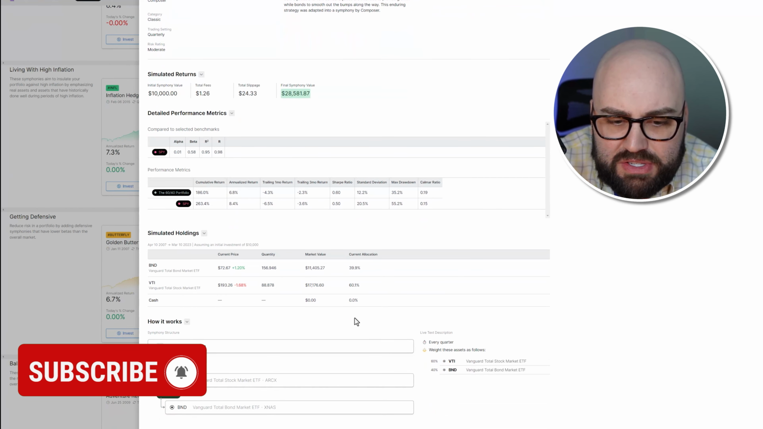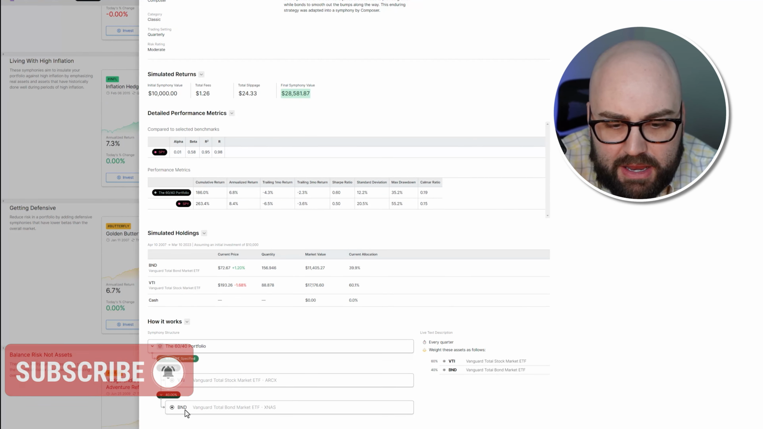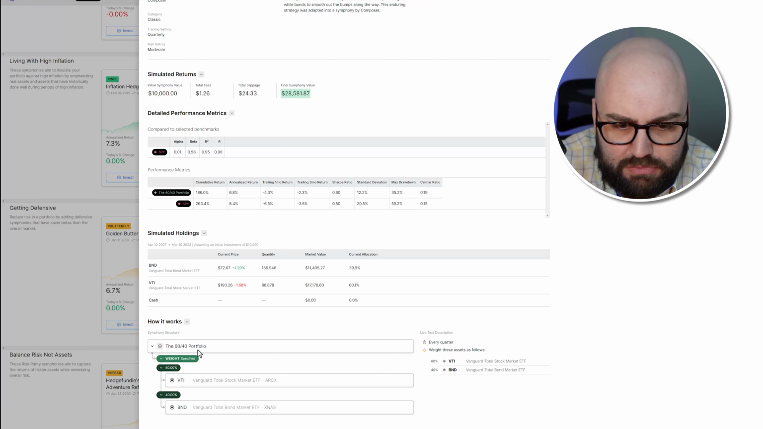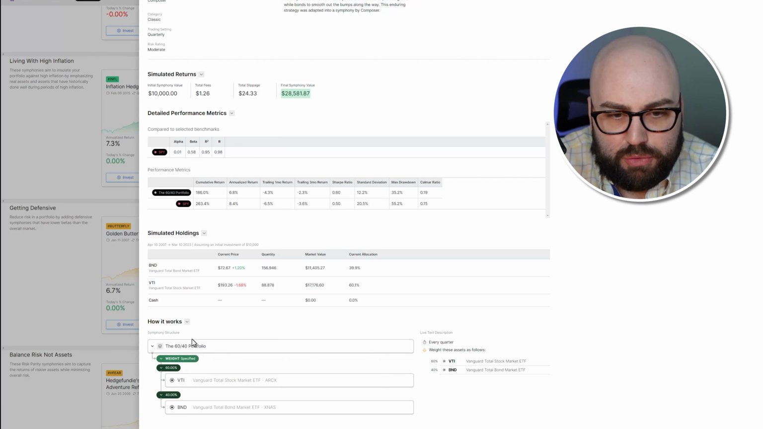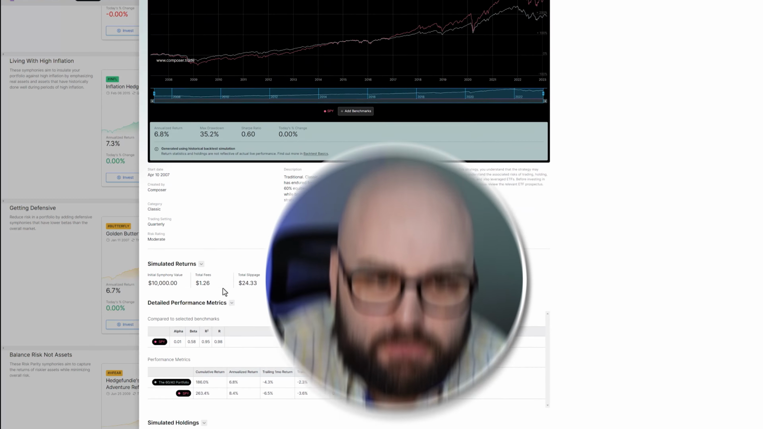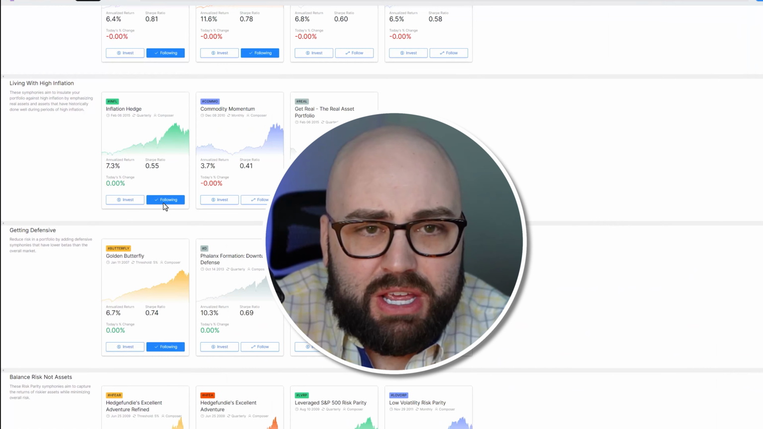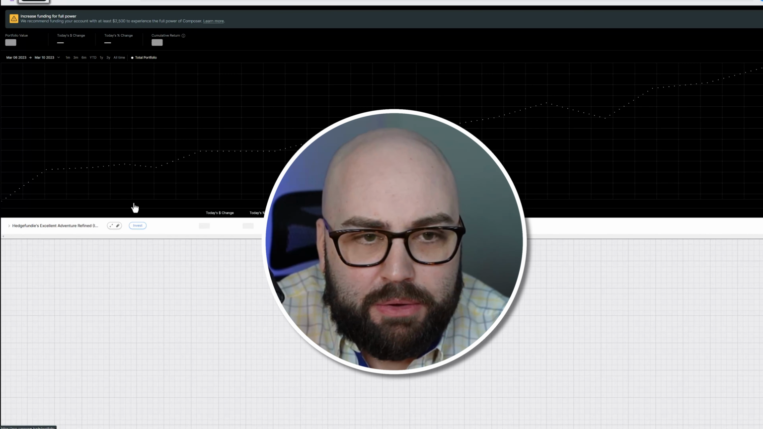And down here, you can see what they're buying. They're just buying VTI and BND 60-40. And it's going out there and doing that and making sure that there's not over rotation on too much of the bond or too much of the ETF there. So if I get out of this, I'm actually going to head over to my portfolio.